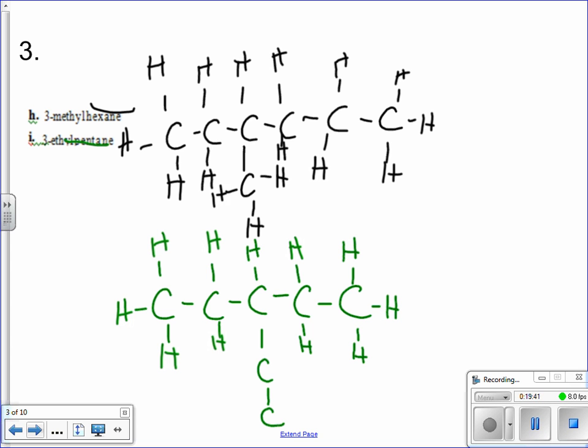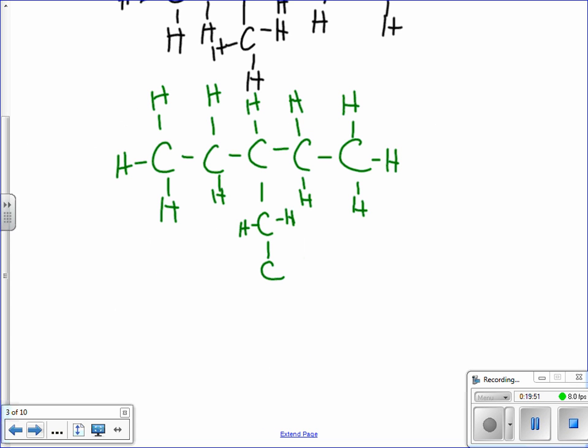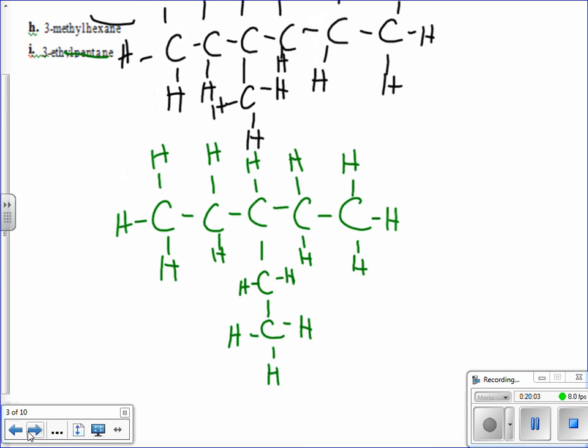Now our branches. That middle carbon has 2 bonds, so it needs 2 more, 1 on the left, 1 on the right. And then our bottom carbon, it only has 1 bond, so it needs 3 more. Alright, so this is now our 3-ethyl pentane. Everything in green is part of our 3-ethyl pentane. So these are called structural formulas. We can also do a condensed version.